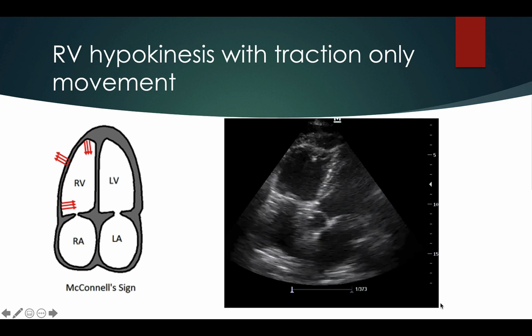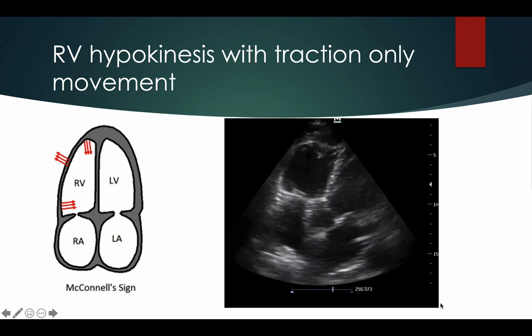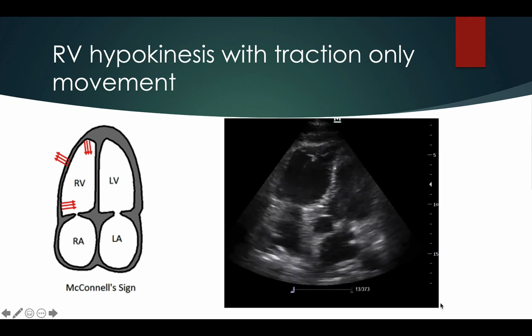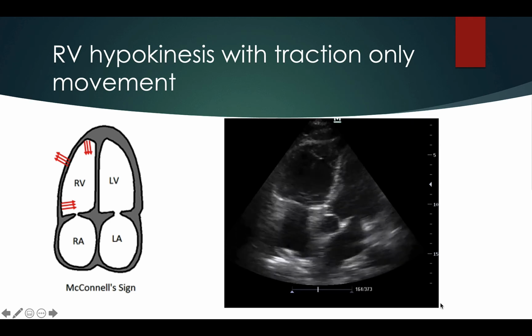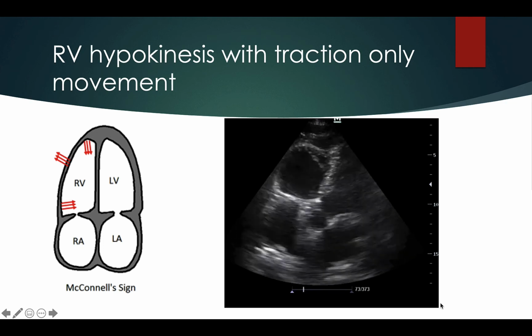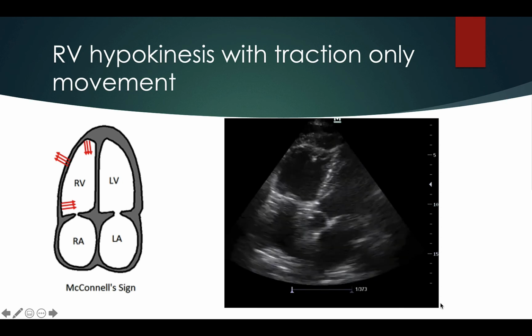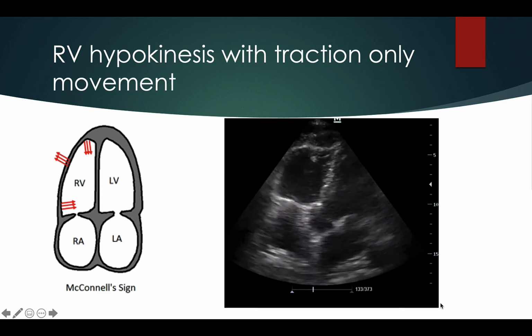This represents the famous McConnell sign, which, although classically associated with pulmonary embolism, is more accurately representative of acute pulmonary hypertension and associated obstructive shock. The adjacent LV is often hyperdynamic to compensate for its poor preload, generating the traction motion that we see in this image.